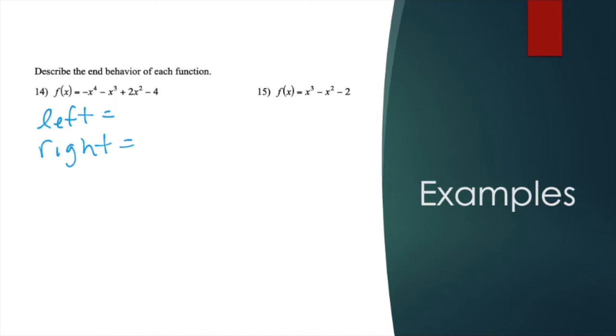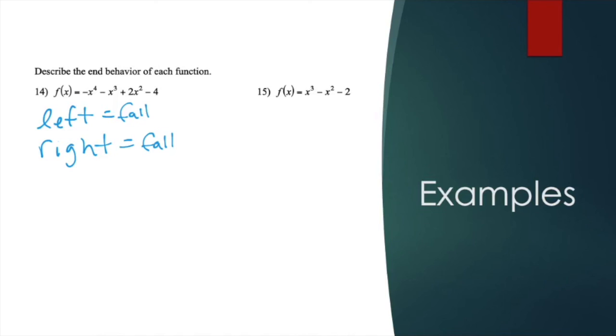Why is it going to fall? We determined that it was an even, right? 4 is even. So that means they're together. They're either going to be going both up or both going down, the same thing. How did we decide they were going both down? Because it was a negative, the negative on the 4th degree. So from the left it falls and to the right it falls. It's going to go down on the left and right.